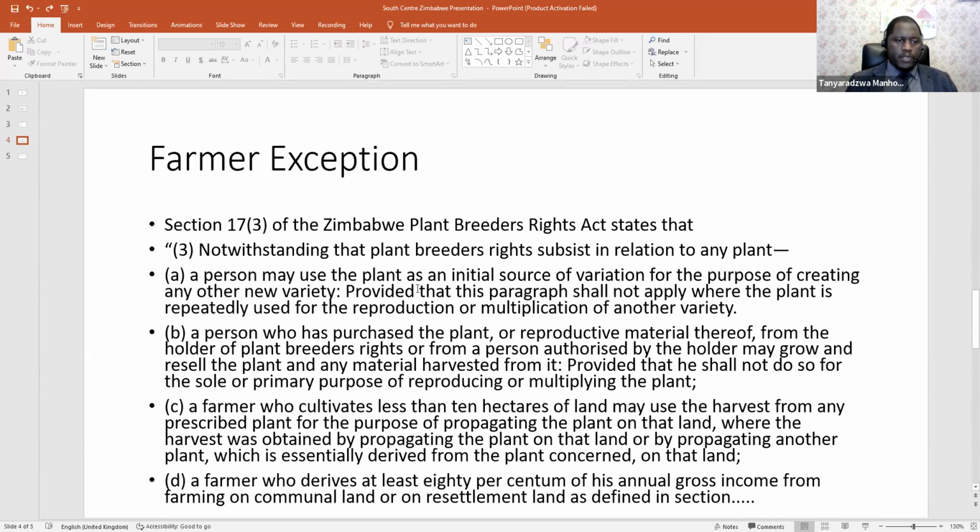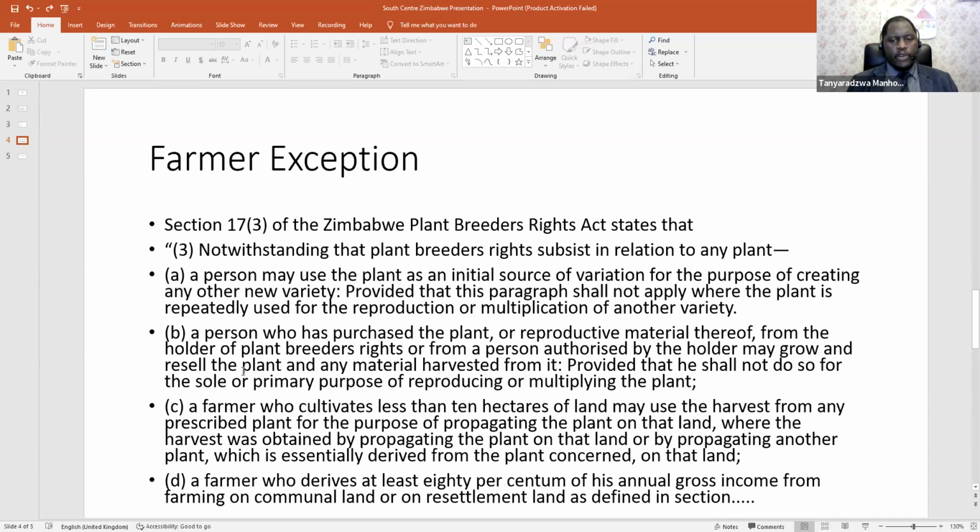And then the second one, which is paragraph B, is sort of a first sale doctrine, where there are use rights for the users of the seed who are allowed to actually use the seed to grow the plant and to sell the harvest, or to resell a plant. I suppose if you're into nurseries and things like that, and you want to resell the seed to farmers, you should be able and allowed to do that.